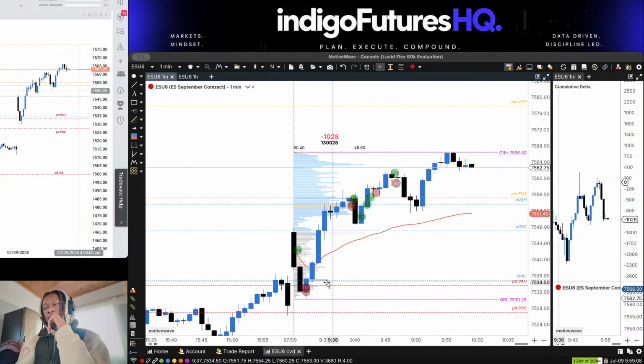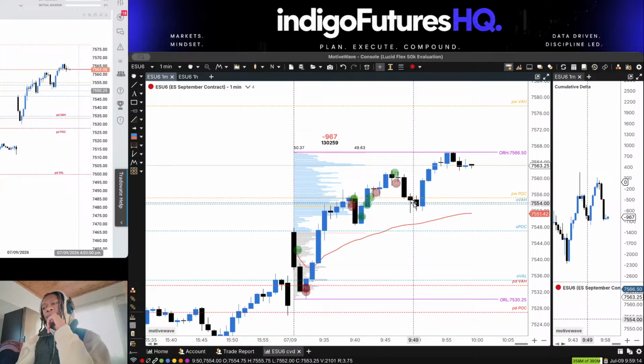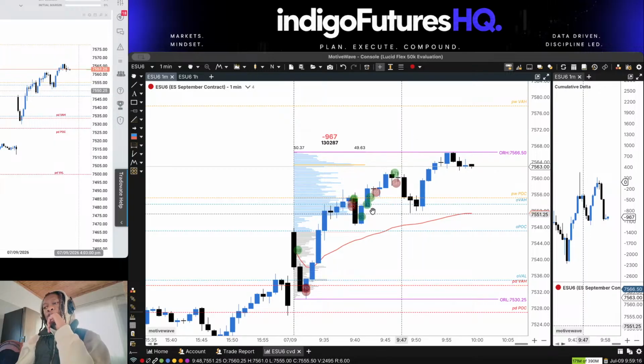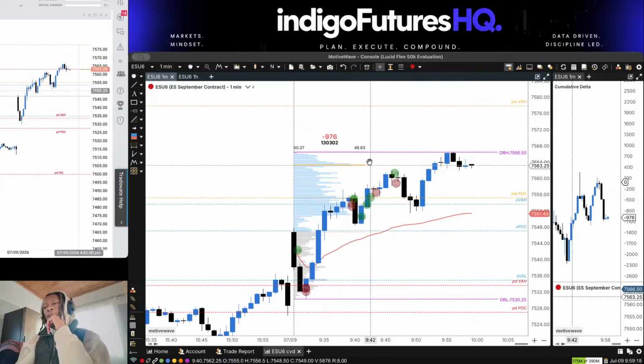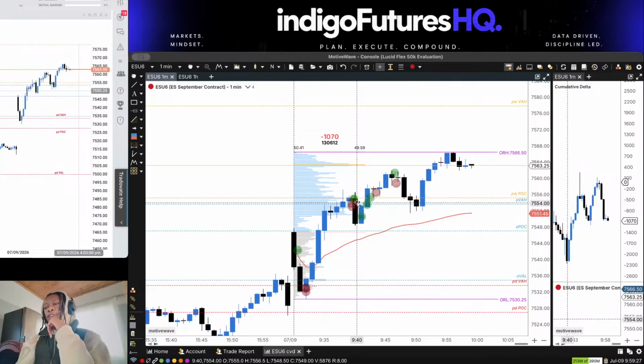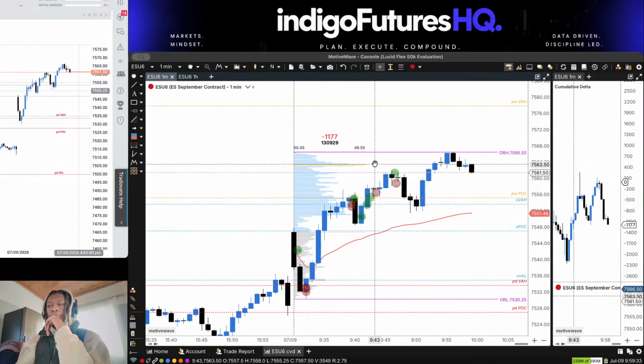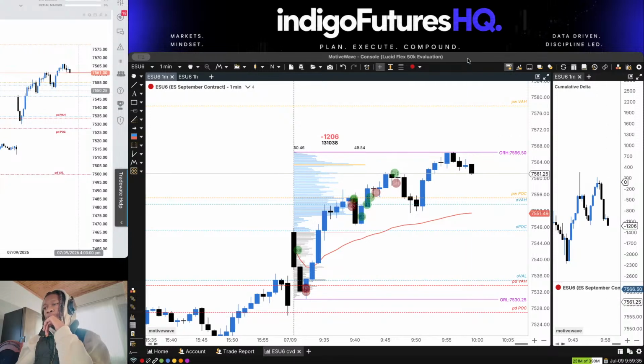A rejection of the previous day value area high, a break above overnight value area high, a break above previous week point of control. Okay, but now this is flipped, right? Now point of control just flipped. I was actually gonna say a break above the current point of control, but now that that's changed, I can't see us moving lower.